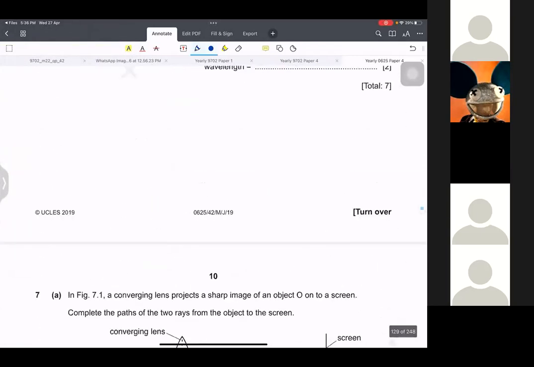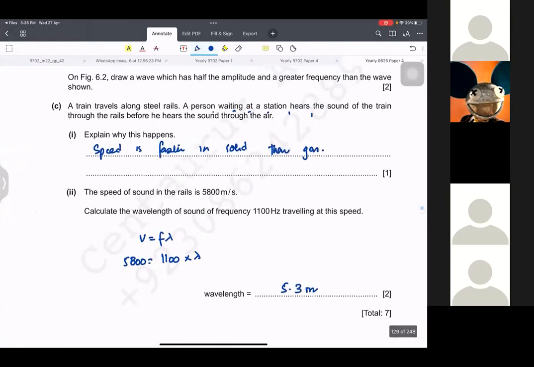Then, yes. For C, first part, can we mention the numbers? Like in steel, it's 5,000 to 6,000 meters per second. Yeah, you could do that.